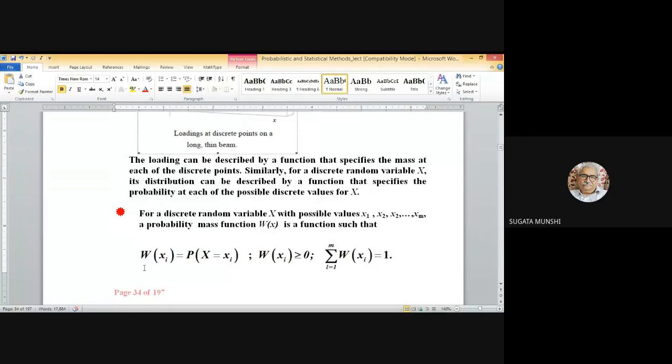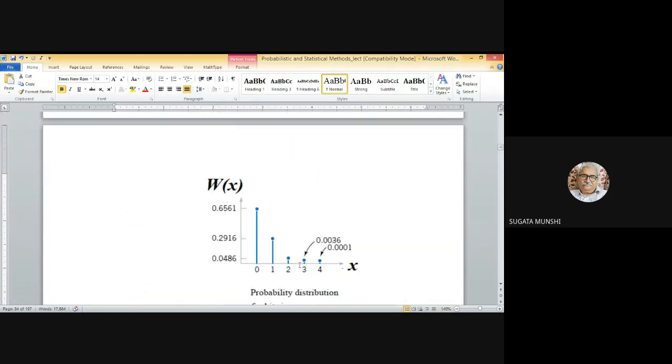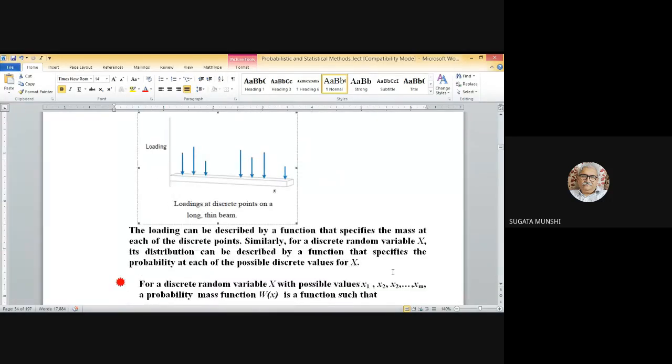So Wxi is the probability of x equal to xi, and Wxi is greater than or equal to 0, less than or equal to 1. If you add up all the values of Wxi, say i can take on values from 1 to m, if you add up all these probability values, obviously that should be equal to 1. Here, if you add up all these values, that will result in 1.